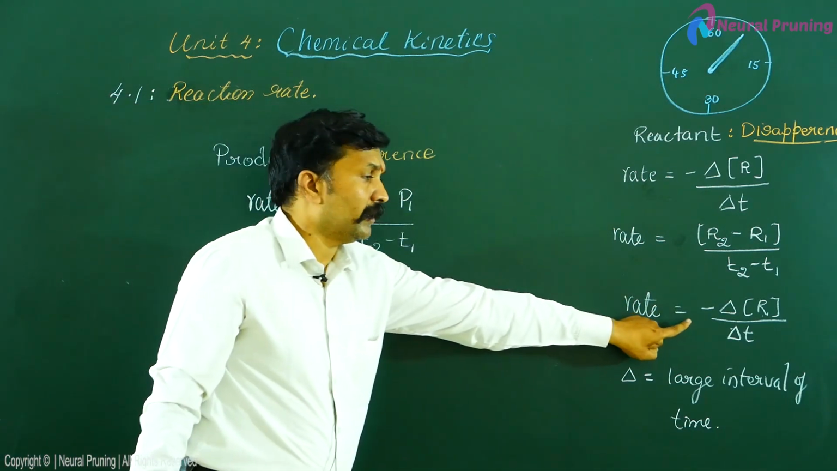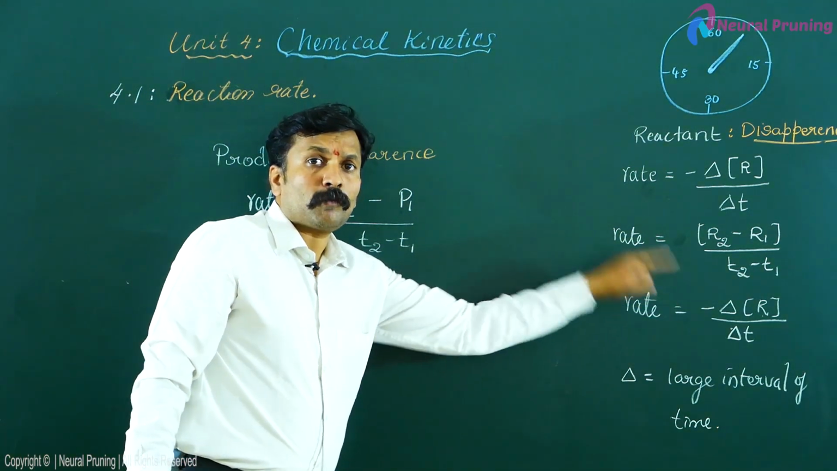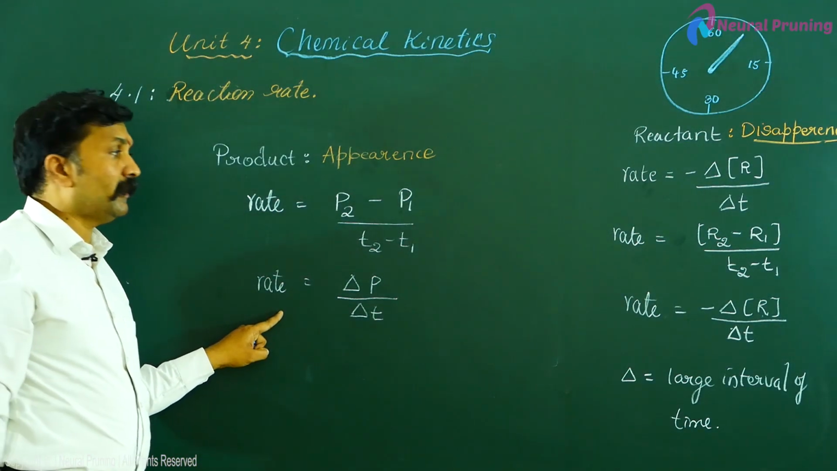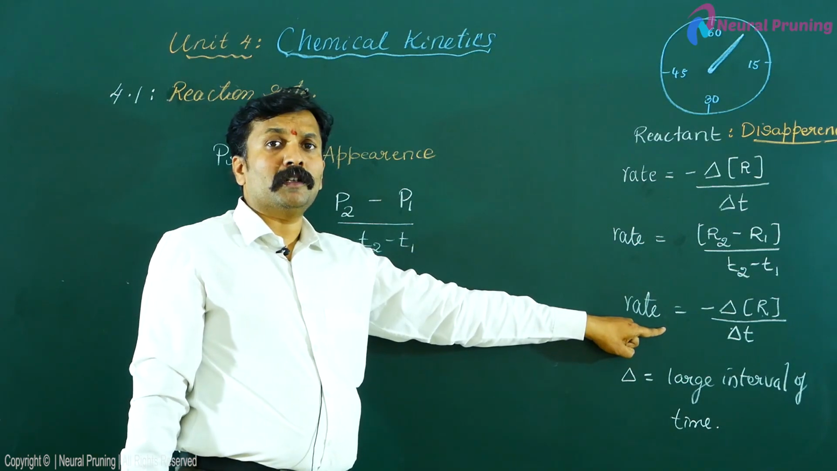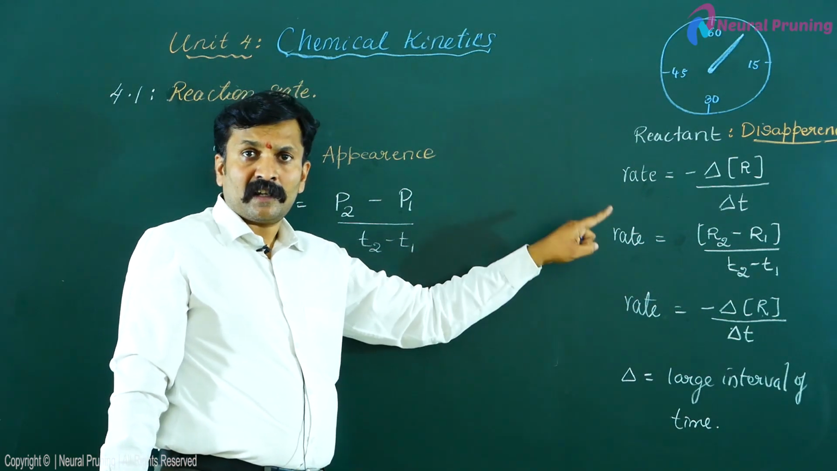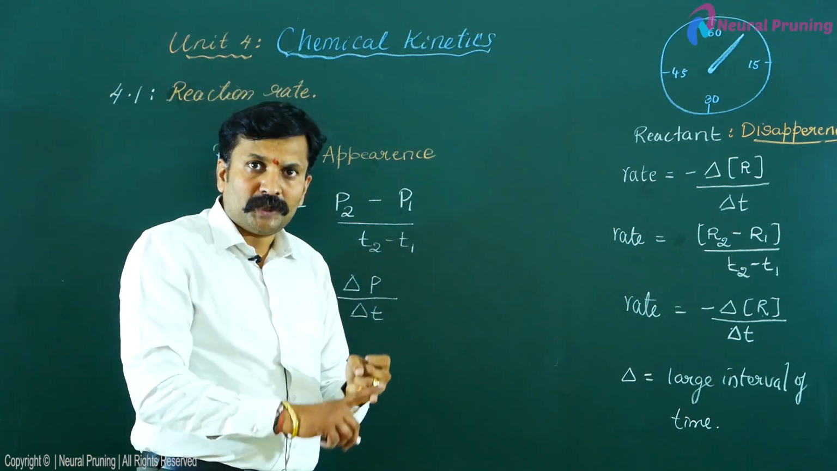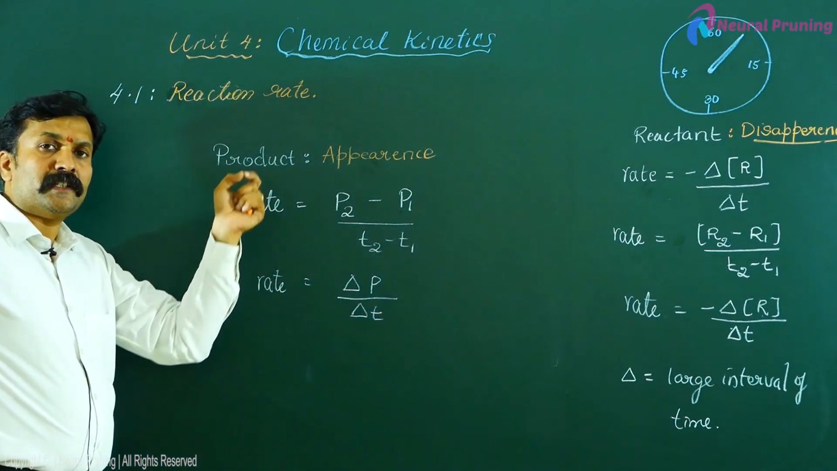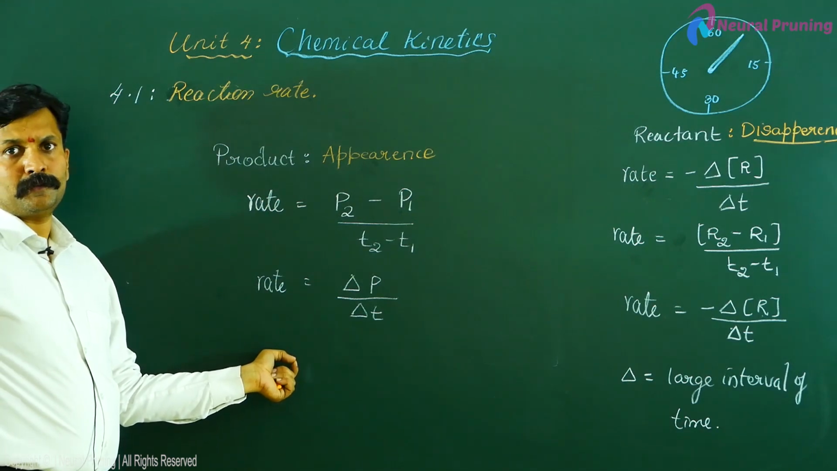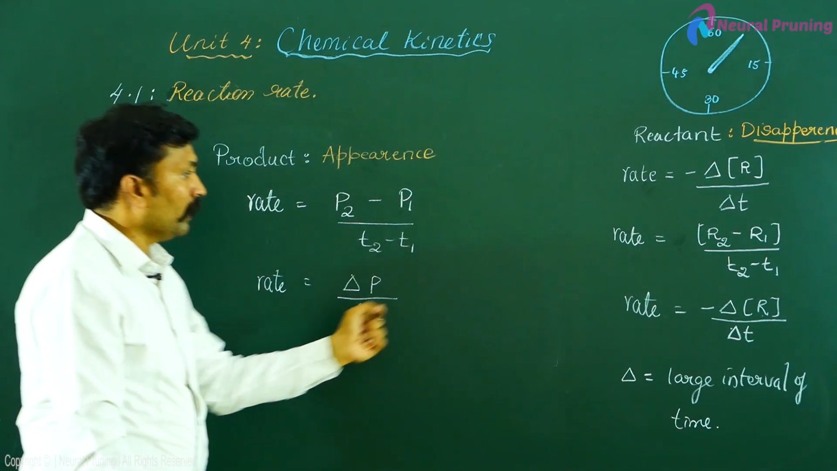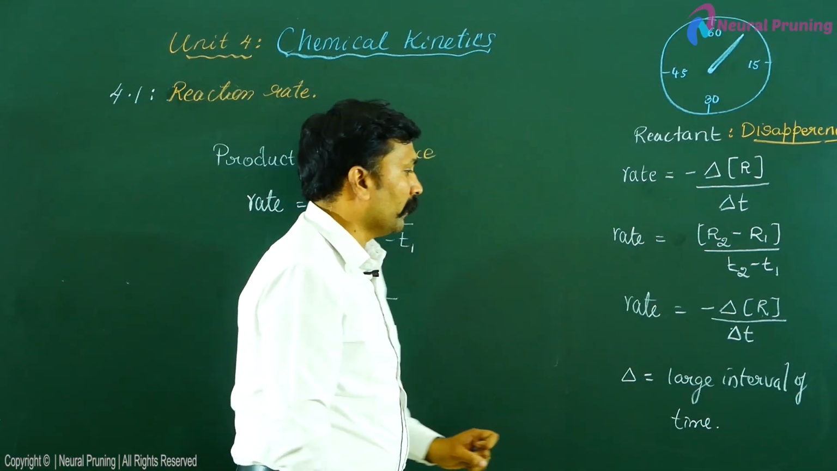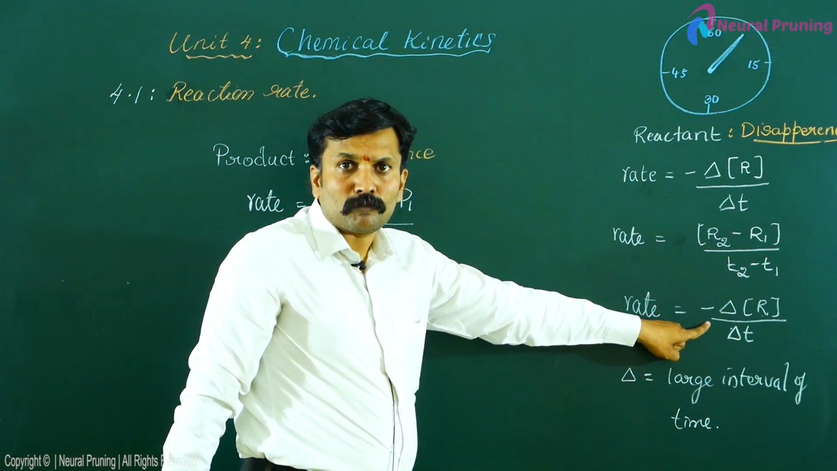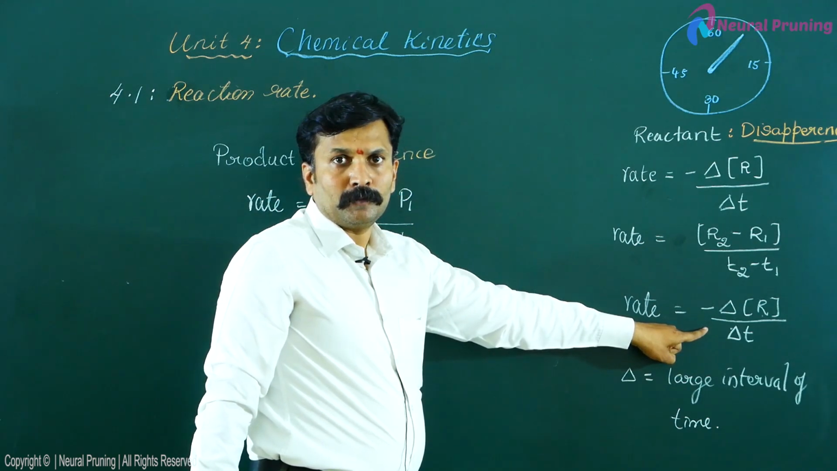Here we are getting the rate as negative. The question that comes to the student is: how can the rate be both positive and negative? Please remember that whether it is a rate with respect to an object or a chemical reaction, it is always positive. So in chemistry we multiply by -1, and if I multiply by -1, it becomes positive.